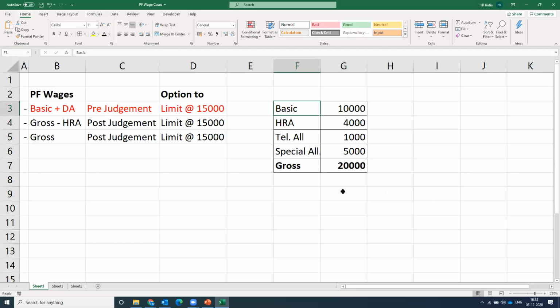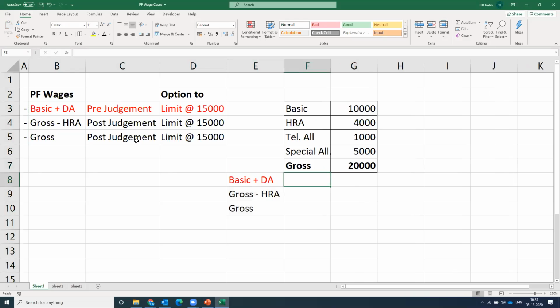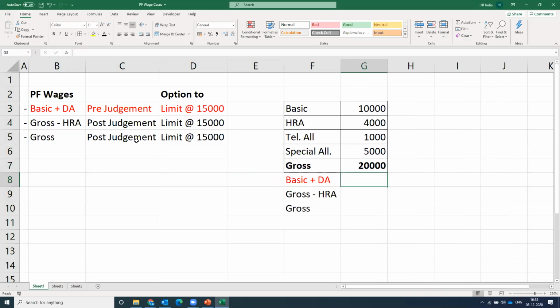All right. So here, if you see, we have this salary breakup in which basic is 10,000, HRA is 4,000, telephone 1,000, special allowance 5,000, and gross salary is 20,000. So we'll try to calculate our PF on all these things, basic plus DA, gross minus HRA, and the gross salary, and we'll see the impact. Let's first calculate PF pre-judgment. That was basic plus DA. Since DA is not in the structure, we need to calculate on basic only.